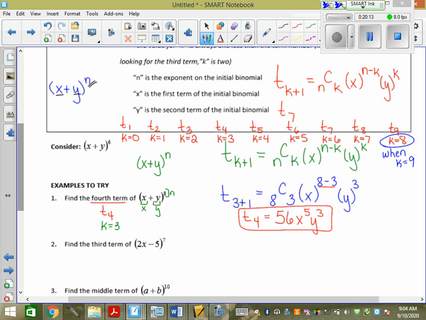K equals 9? That is not true. K equals n. So I start when k equals 0, which I have to, because for term 1, k has to be 1 less than that, which is 0. And I have to go to when k equals n. How many terms is this going to have? 9. There's always n plus 1 number of terms.